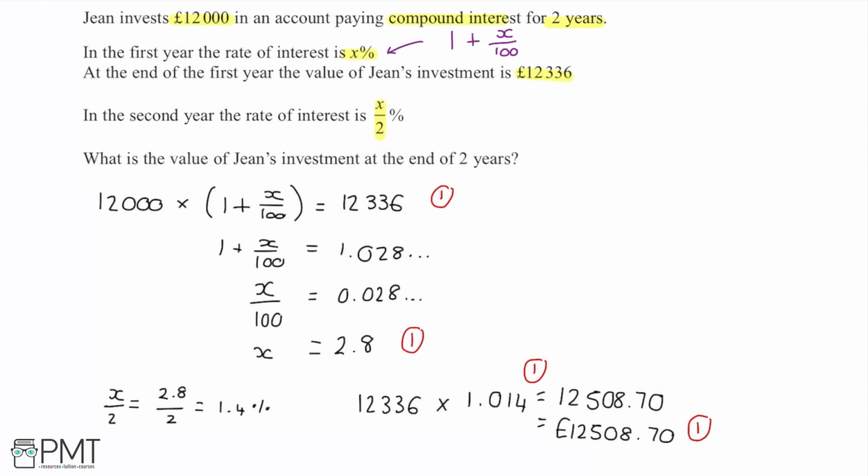But it could be in the range of £12,508.70 to 71p. So we've got that 1p range, or depending on how we rounded our values throughout the question, the answer of £12,509 could come from the correct working if we've just rounded this a little bit differently.